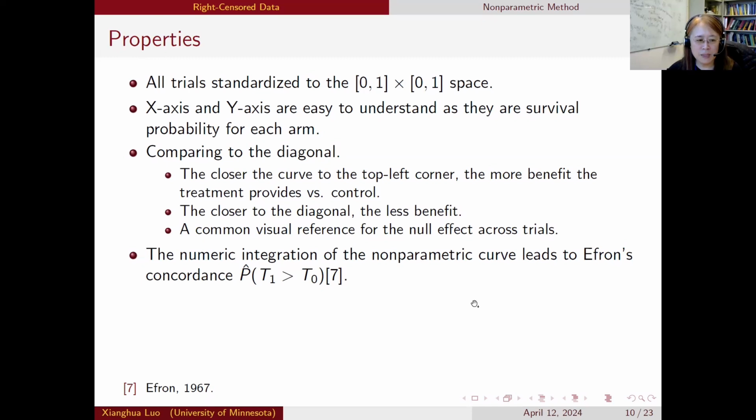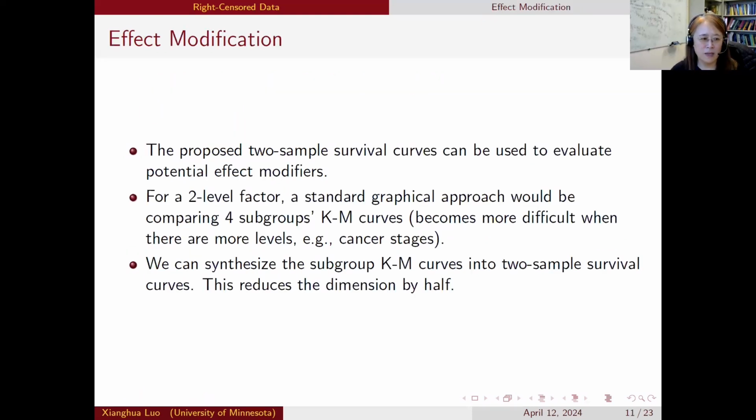So I already mentioned that numeric integration of the non-parametric curve can lead to something similar to the concordance. But because of the censoring problem, we actually didn't suggest using our curve for that purpose in the paper, but we provided a reference about different concordance estimators when there is censoring. Since that's beyond the scope of that clinical trial paper, we didn't go further on that topic.